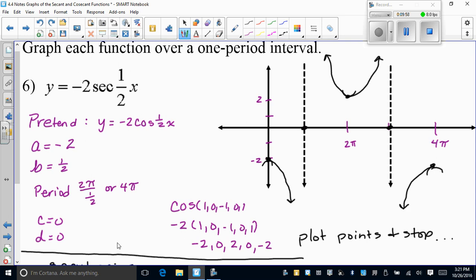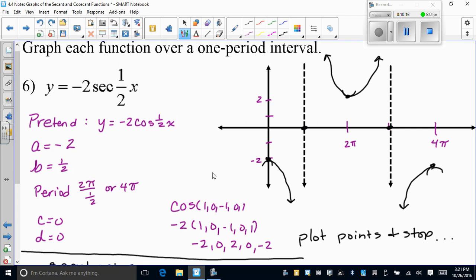Here's the main thing to know. Unless your graph has been moved up or down, your graph should never cross the x-axis, and if it's moved up or down, it will never cross that line where it was moved.